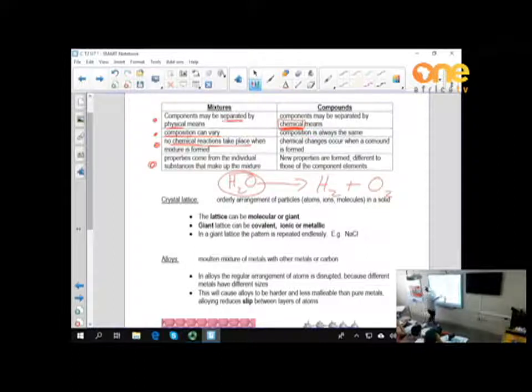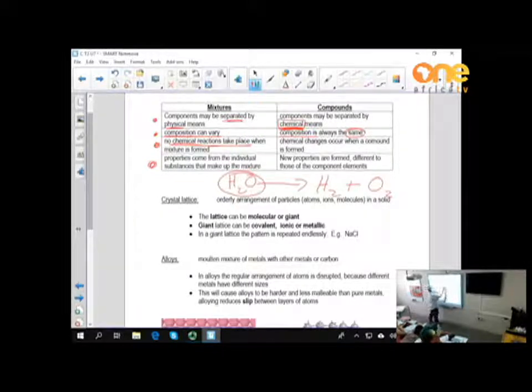The composition is always the same. Water will always be H2O. Vinegar will always be CH3COOH. Table salt will always be NaCl, sodium chloride. The moment we have different amounts, then we no longer have that substance. It's something else.